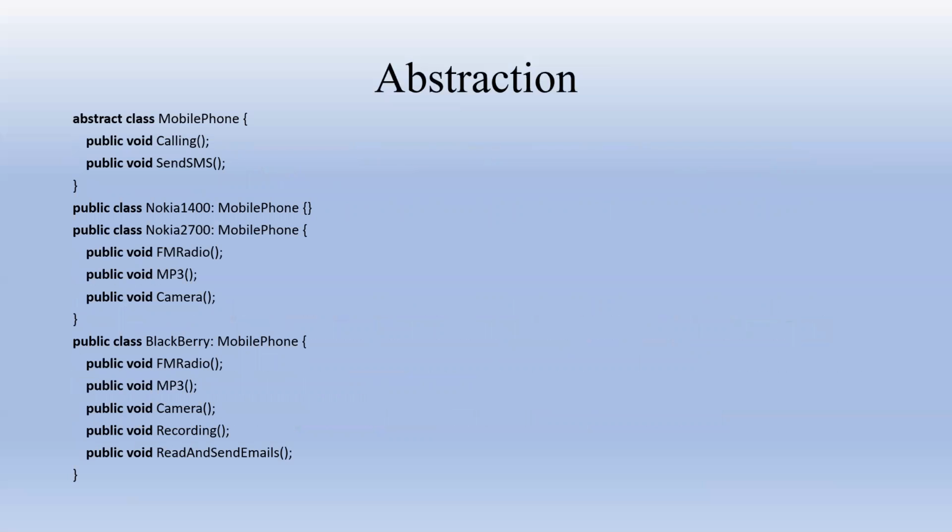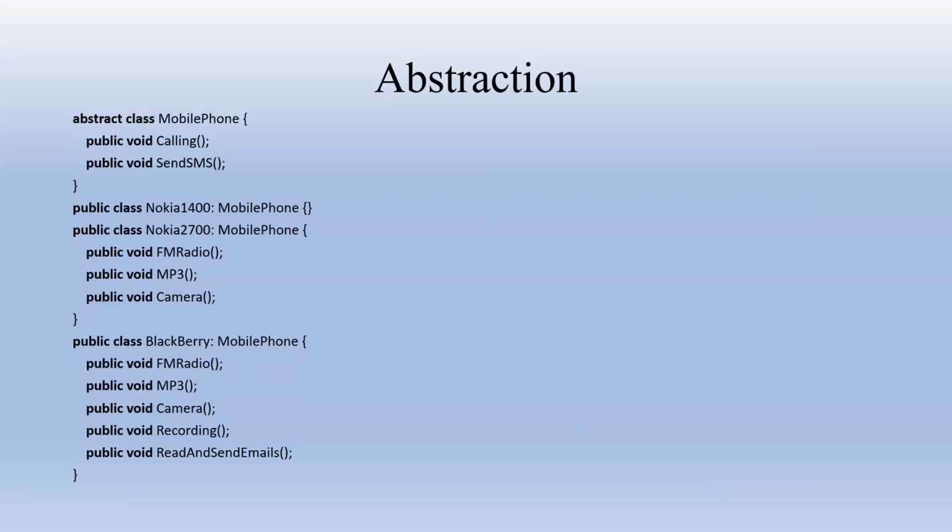Let's see another example of abstraction in terms of coding. You have an abstract class mobile phone. As we know, every mobile phone has at least two major functions, which is to make calls and the other is to send messages. So we have an abstract class here, mobile phone. Inside this class, we have two functions, calling and send SMS. An abstract class basically has methods which are normal methods as well as abstract methods.